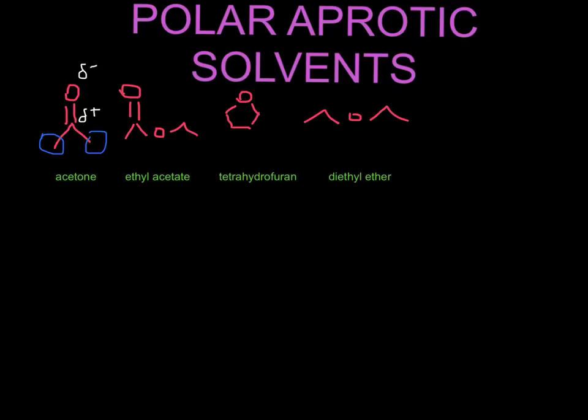So when we have a polar aprotic solvent, our nucleophile is not affected in the solution. It stays a strong nucleophile. So this means that polar aprotic solvents are very good for polar reactions, specifically nucleophilic substitution reactions. So when we see a polar aprotic solvent, we want to think of an SN2 reaction.